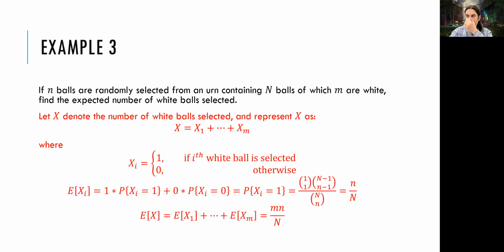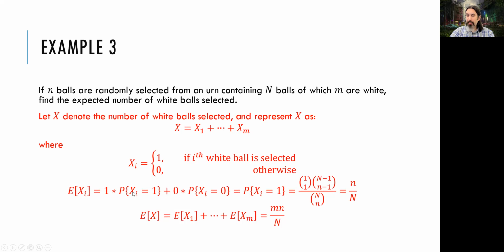As you can see here, these are the m random variables, and their total is giving us x, and each random variable is 1 if the white ball related to that random variable is selected, and 0 otherwise. Now, from here, we can calculate the expected value of this xi. We just need to find the probability of getting 1 and multiply it by 1, plus the probability of getting 0 multiplied by 0, which is going to drop out. We don't even need to calculate this one.